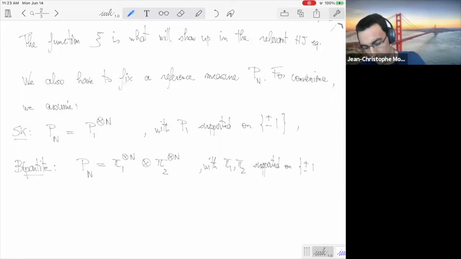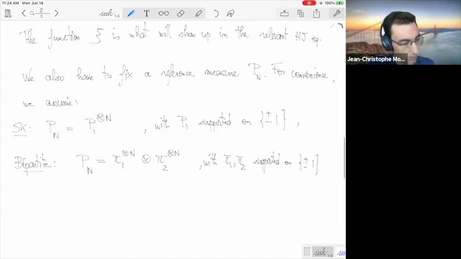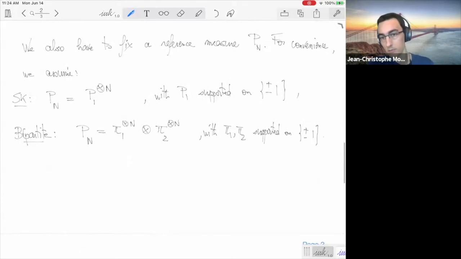So again, if you wish, you can think that we're just summing over sigma 1 and sigma 2 being vectors of +1, -1. And this corresponds to choosing pi1 and pi2 to be Bernoulli 1/2 on each of the +1, -1. Okay, and now we have all of the ingredients necessary to define a free energy.